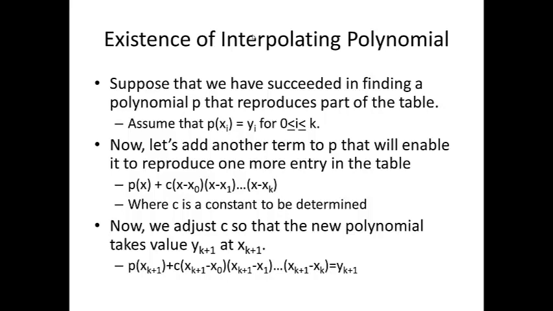The proper value of c can be obtained from this equation because none of the factors x_(k+1) minus x_i, for i from 0 to k, can be 0. Remember our original assumption that the x sub i's are all distinct. This analysis is an example of inductive reasoning. We've shown this process can be started and that it can be continued. Hence we can make the following formal statement that tells us the existence of an interpolating polynomial.